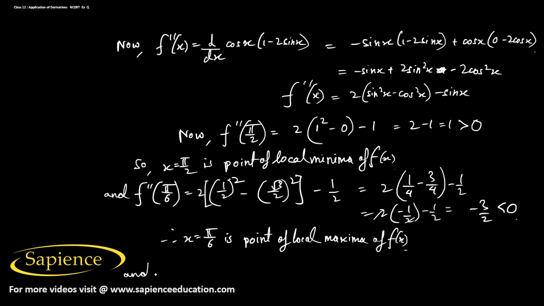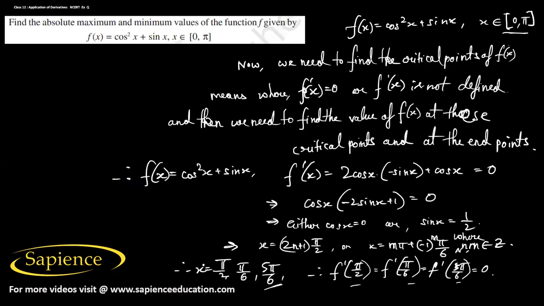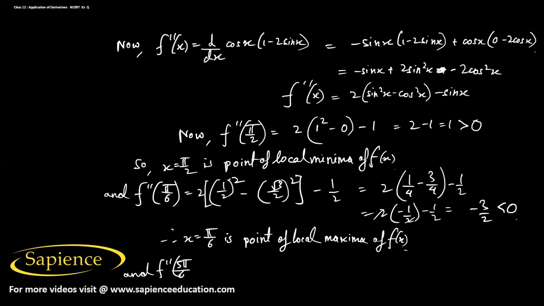And then similarly, f double dash 5 pi by 6, that will be equal to 2 into, now sine 5 pi by 6 is half square minus cos 5 pi by 6, that is actually minus root 3 by 2. So minus root 3 by 2 whole square minus this is half. So that will be 2 into same value will come, which is minus 3 by 2, which is less than 0.